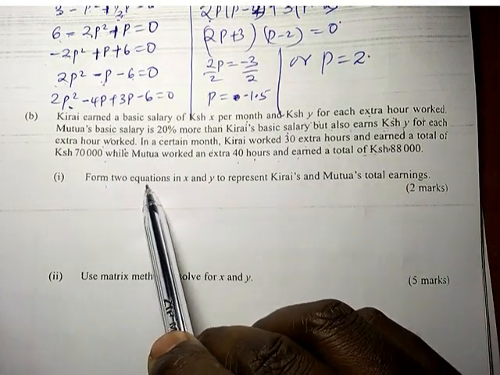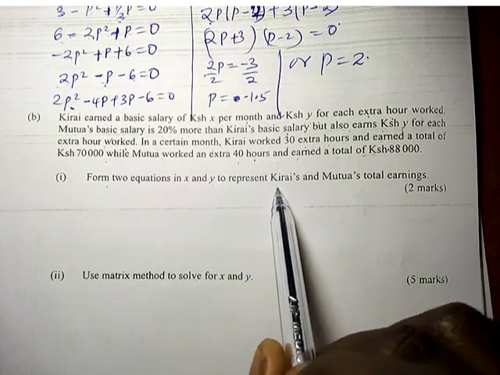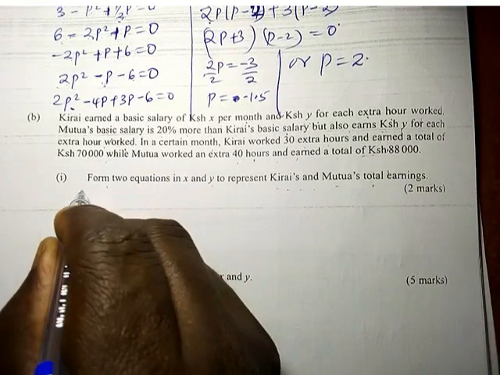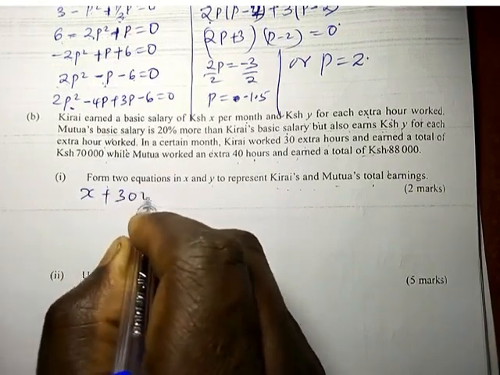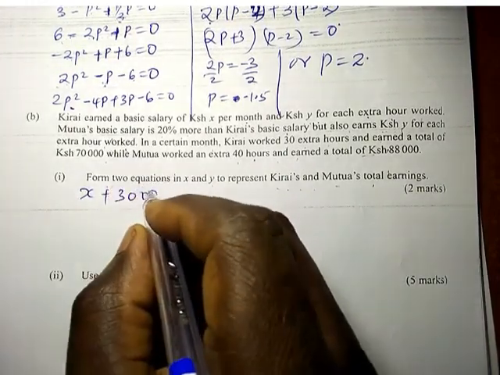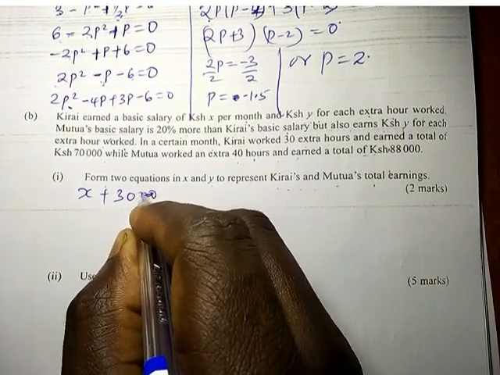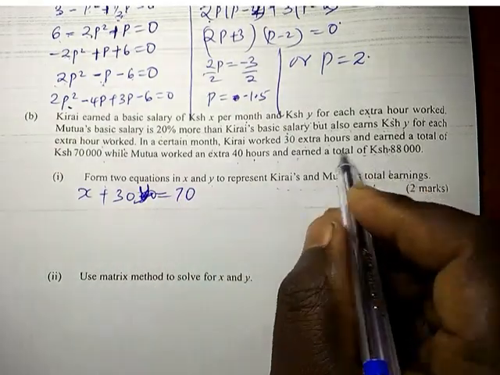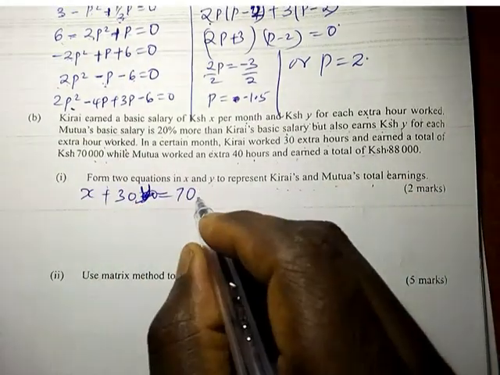Form two equations in X and Y to represent Kirai's and Mutua's total earnings. So X plus 30Y will be 7,000.